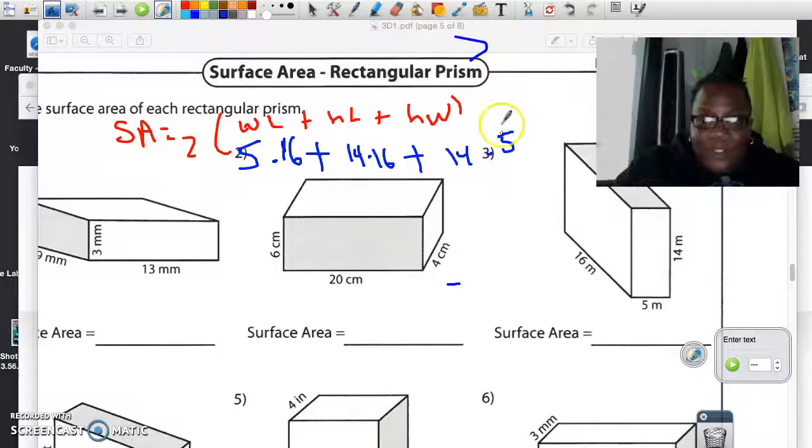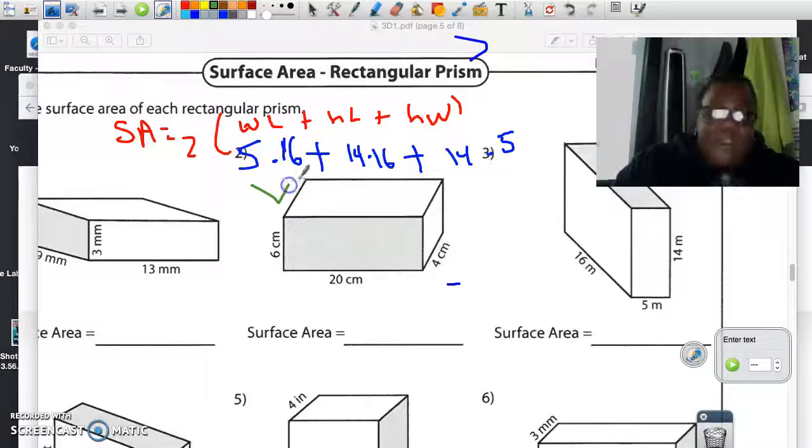You finished number 3? Or you're almost there? Son? Did you finish number 3? You almost there? I'm seeing if we come up with the same answer.